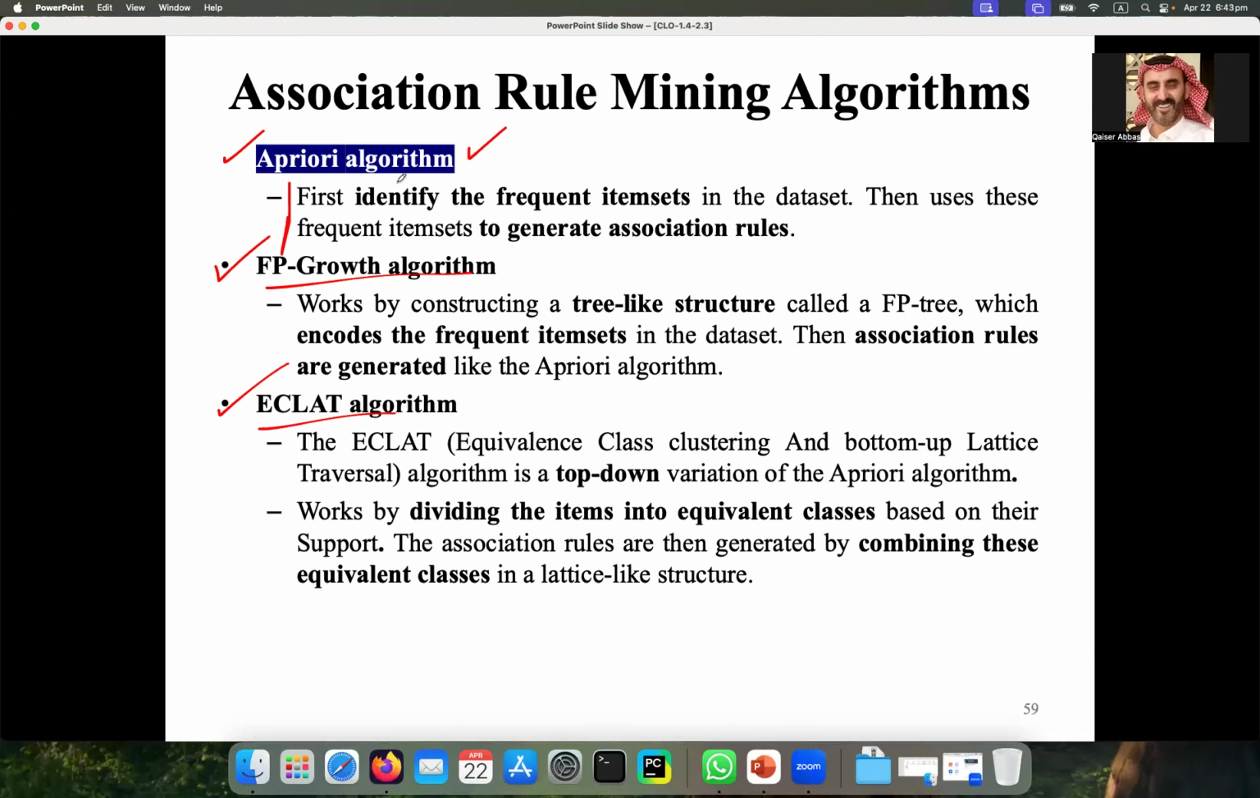When this algorithm starts, it will first identify the frequent item sets in your data set. It will look into your data set and then find the frequency of the items.